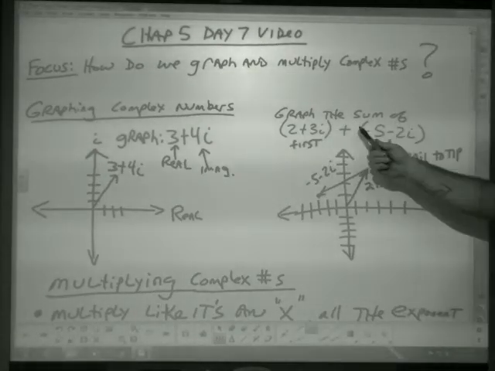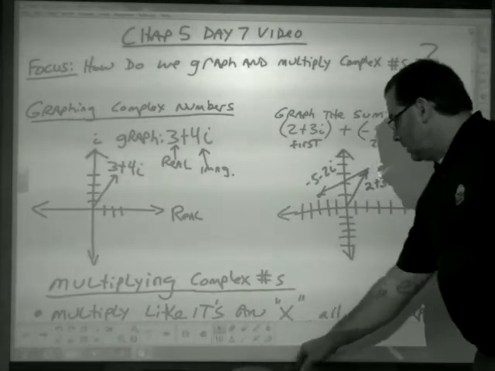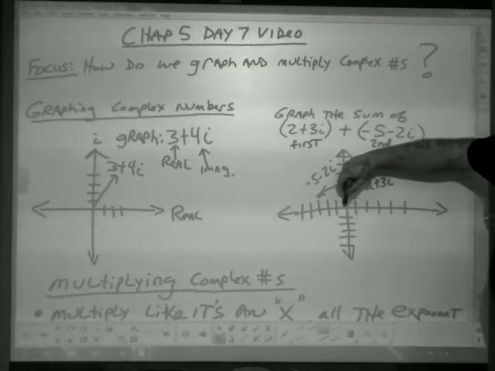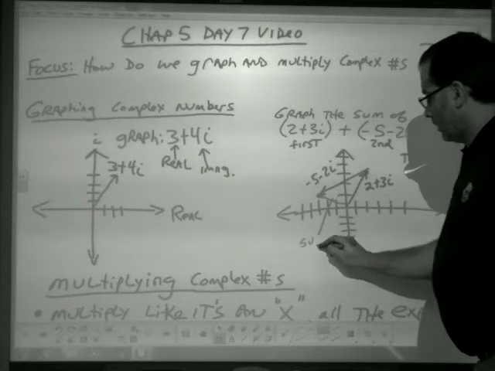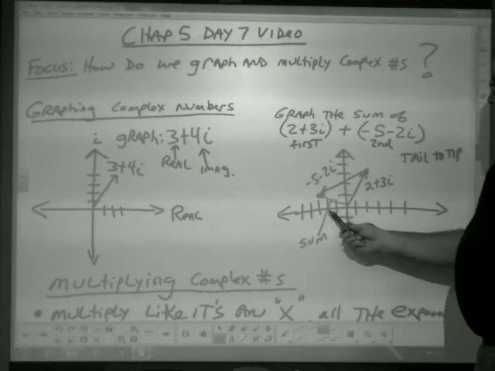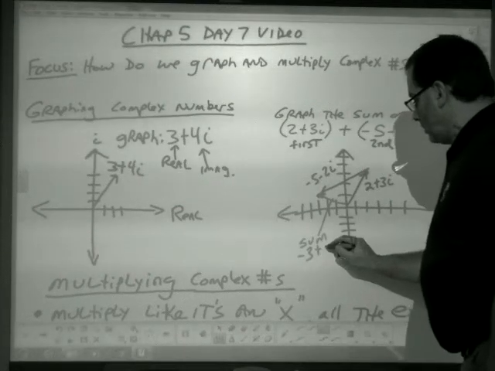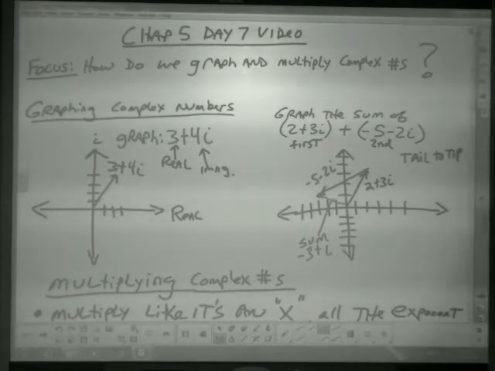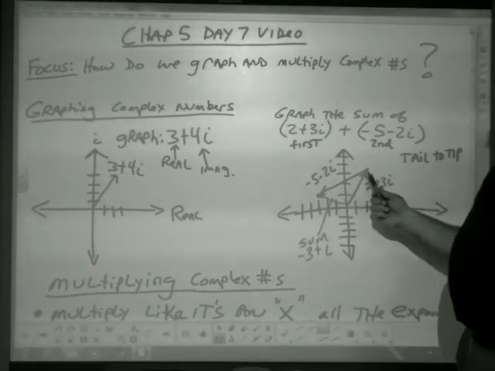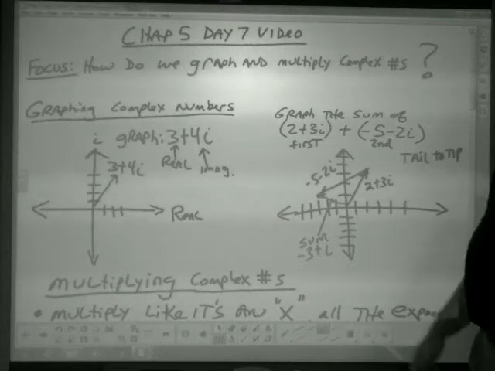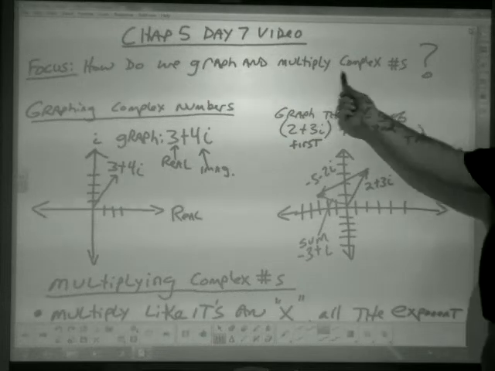Now, if I want to graph the sum, I've graphed the first one, graphed the second one, but my sum is now what I get when I go from the center out to wherever that ended up. And this one will be the sum. And that sum is minus 3 plus 1i. And I don't have to put the 1 there, I could just do plus i. But that's graphing complex numbers, it's just graphing arrows. And if you're graphing more than one, you go tail to tip, tail to tip. And that's graphing.